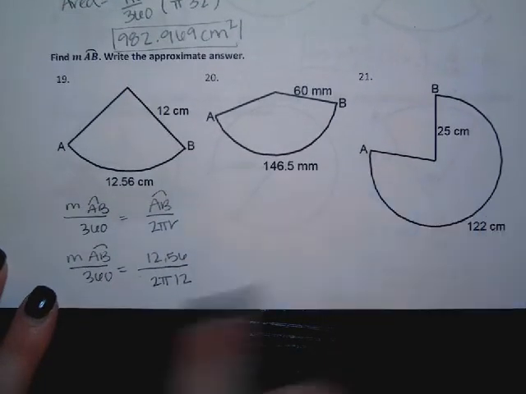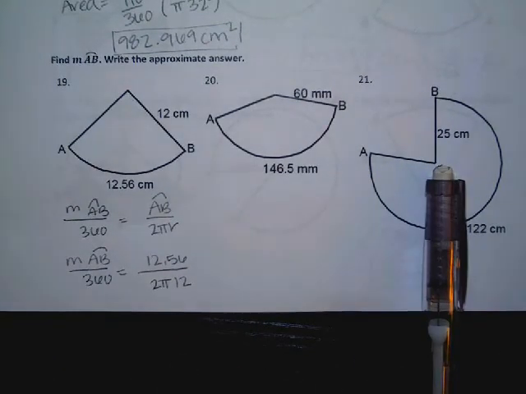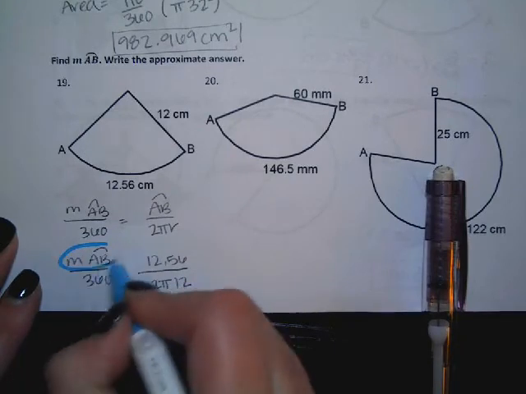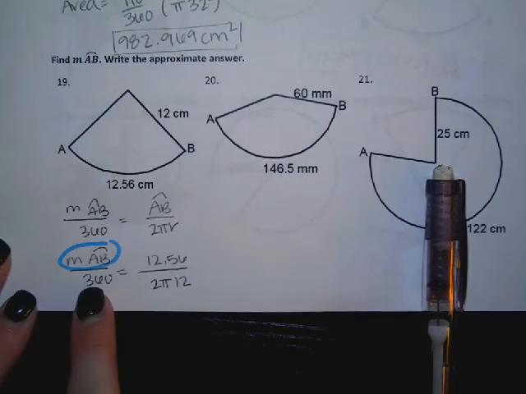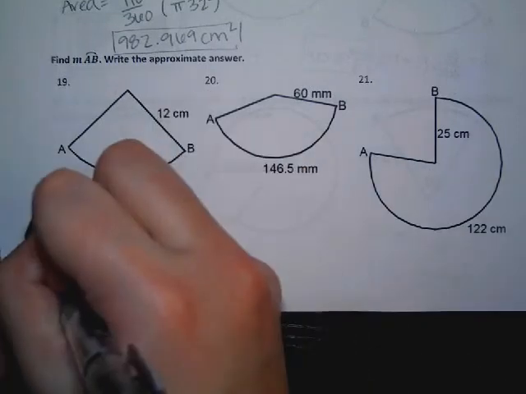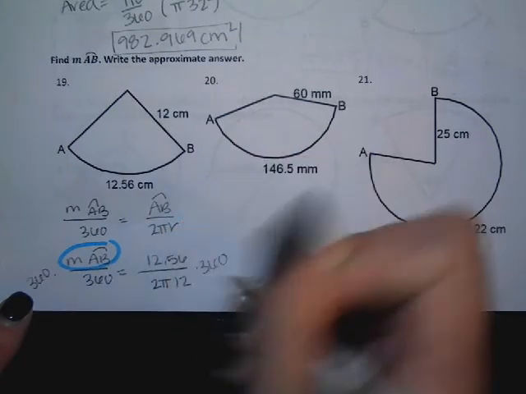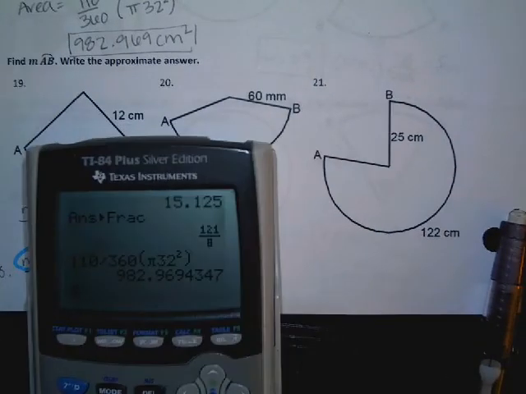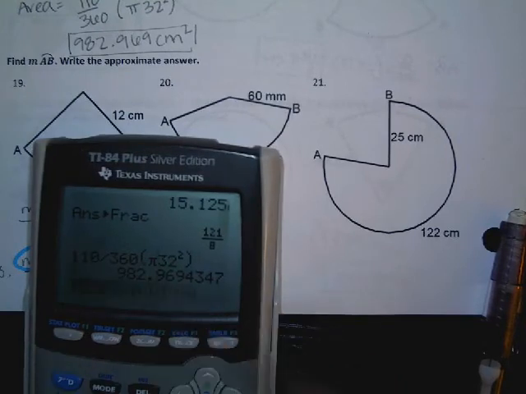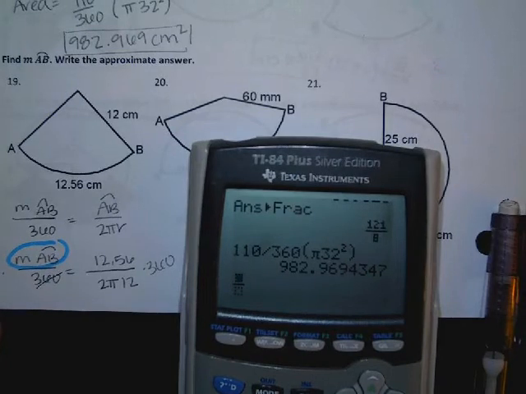So what could I do to get the measure of AB all alone? I want this by itself. Not subtract, multiply. Right now we're dividing by 360, so I'm going to go ahead and multiply 360 to the other side. Okay, so I'm going to type this in as a fraction because this one got a little bit more complicated than the other ones.